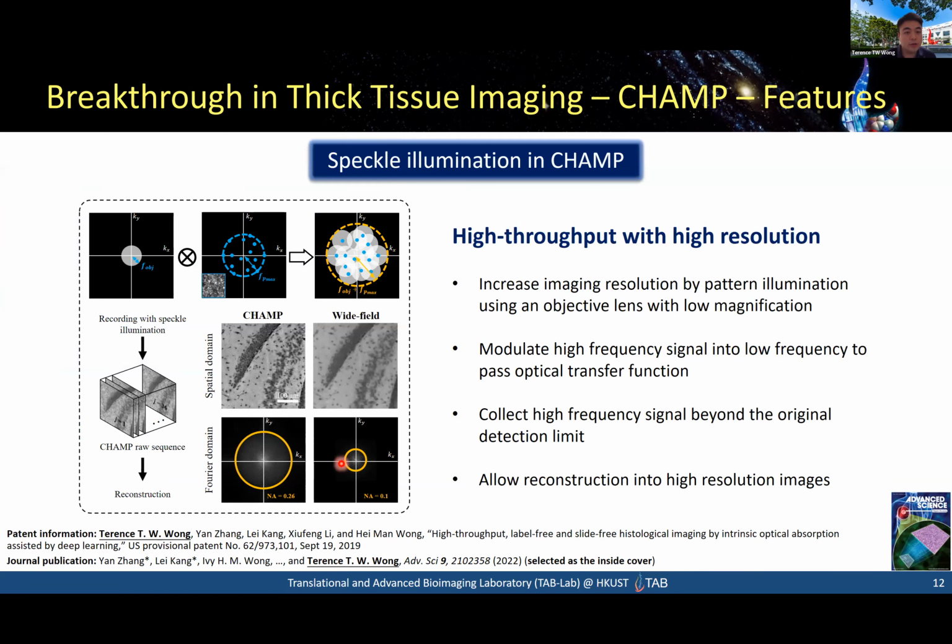So, structured illumination, I believe many of you may know. So just a very, very quick recap. Basically, we try to use structured illumination to increase the imaging resolution by moderating some high frequency signals into the low frequency passband of the imaging system. At the end, we synthesize a larger synthetic aperture, also giving us a high resolution. So we collect high frequency signals that are beyond the original detection limit of the imaging system.